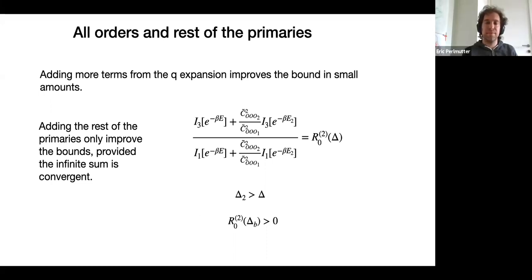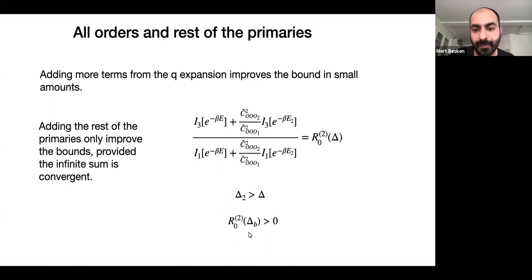The thing is, if you want to get the best bounds, you would need to start with just adding the first excited primary onto the queue expansion, and you need to do what I have shown for a single primary. You need to do it simultaneously for the second guy. But the only thing that I'm trying to convince you is that the bound stays intact.